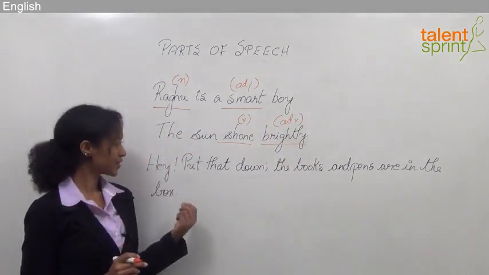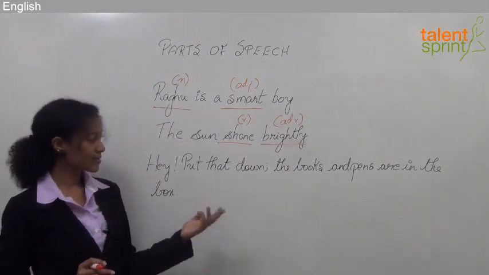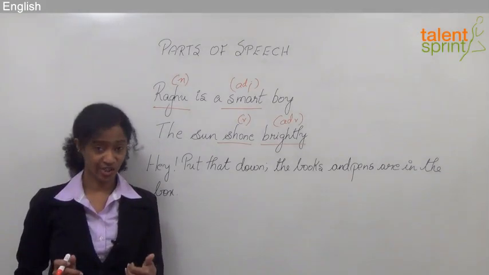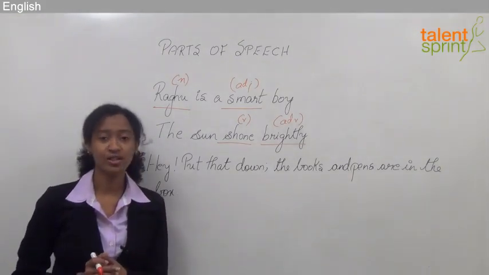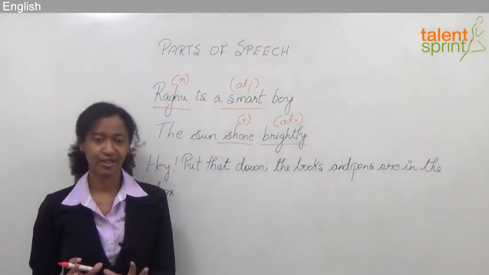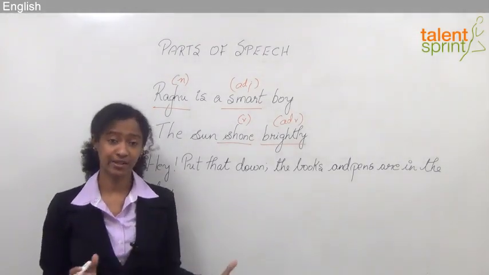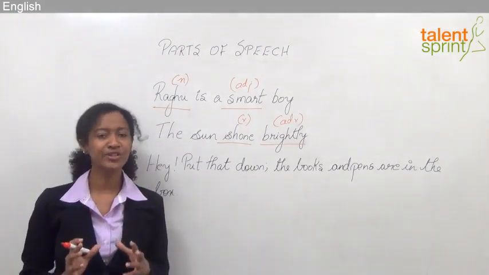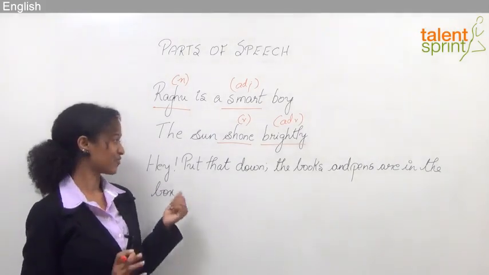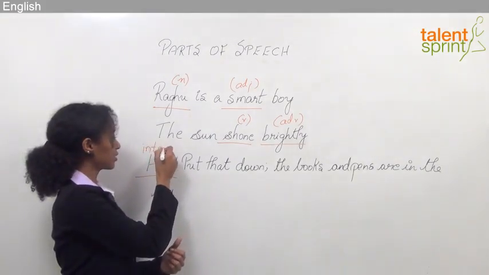Alright, let's move to the last sentence. Hey, put that down. The books and pens are in the box. Now, our interjection is a word that is just thrown in the sentence to express emotion. Interjections are not necessarily grammatically connected to the sentence, and they are usually followed by an exclamation mark. So that one is easy to find out, which is hey. So this is my interjection.